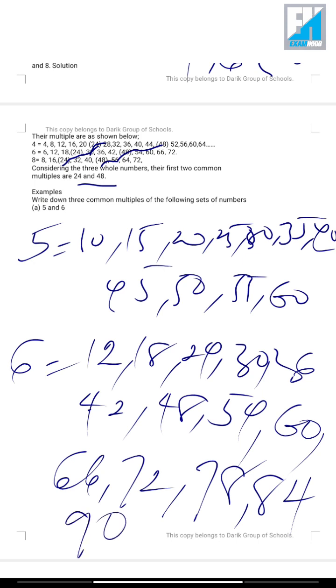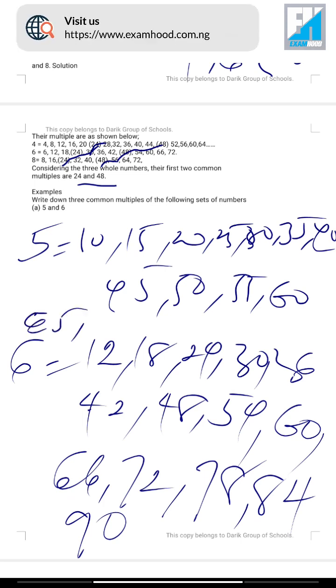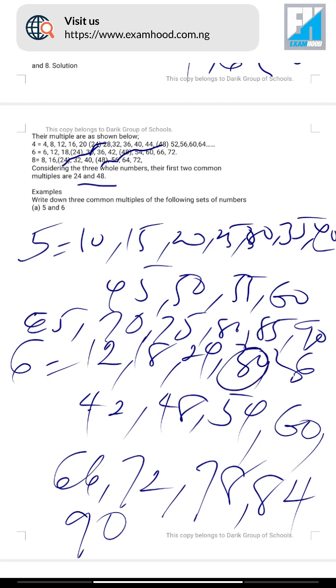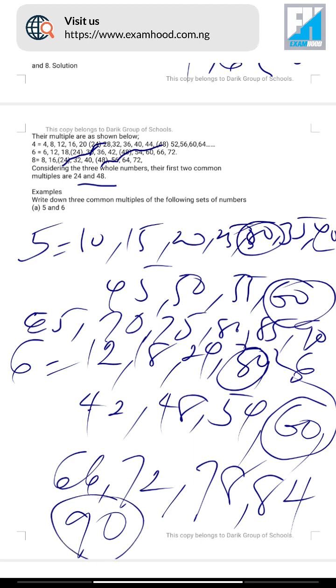And here, if we continue for 5, we have 65, 70, 75, 80, 85, and 90. So if you look at it, the first one that is common among the two of them is 30, and we also have 60, and we also have 90.